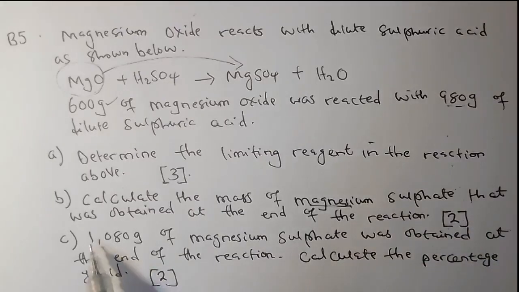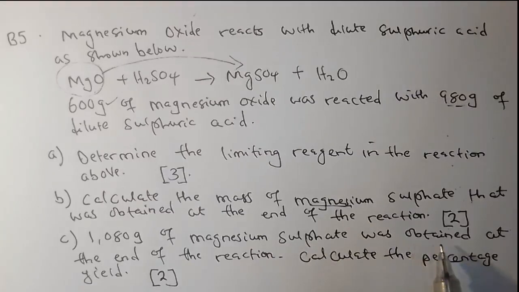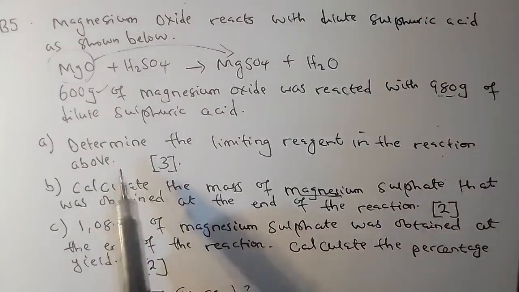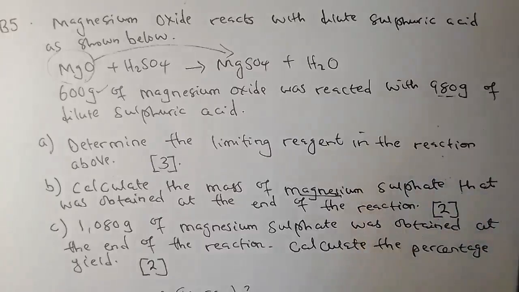C, 180 grams of magnesium sulfate was obtained at the end of the reaction. Calculate the percentage yield. Okay, so let us answer these questions. We're going to start with the first question, determine the limiting reagent.